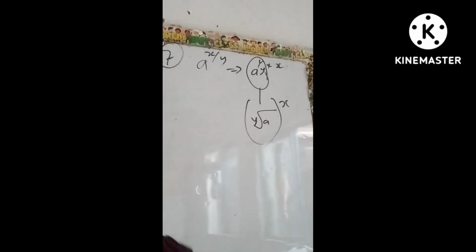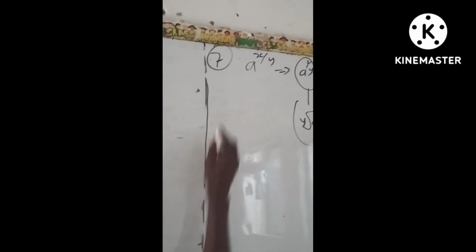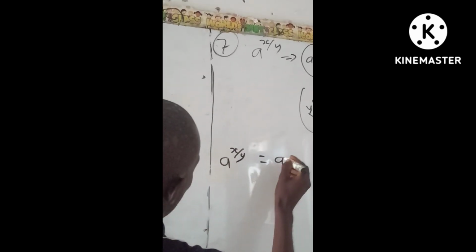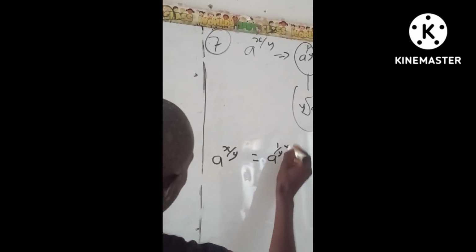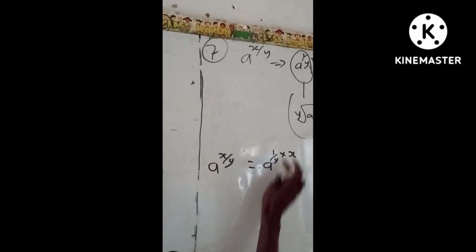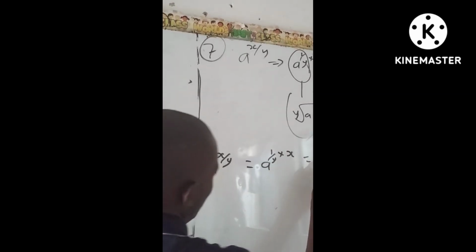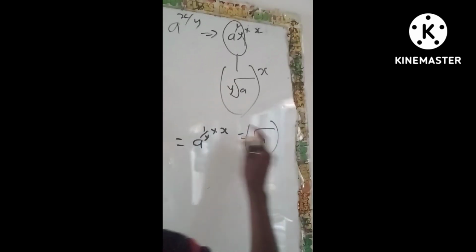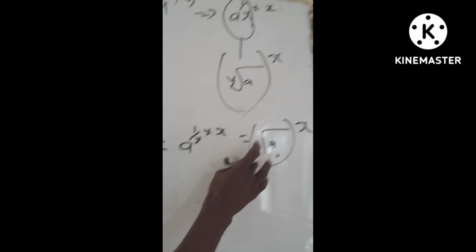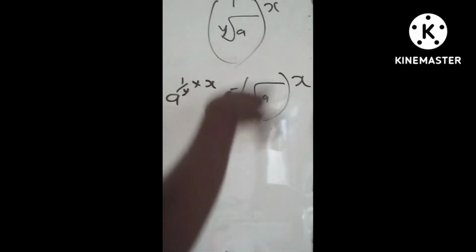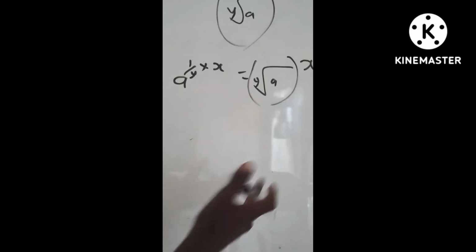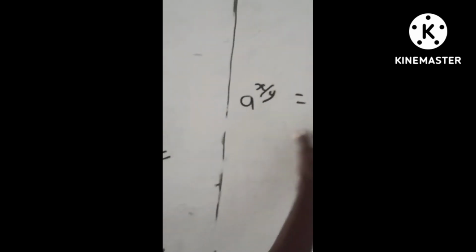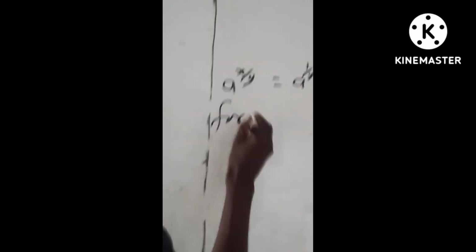So in conclusion, we can say that the 7th law is a to the power of x over y equals a to the power of 1 over y, times x. This term is the 6th law, which is written as y root of a. You have this to the power of x. So whatever you have as y root of a, you raise it to this power x, which could be 0, 1, 2, 3 until you get to heaven. Now, for us to understand this law very well, let's consider two examples.